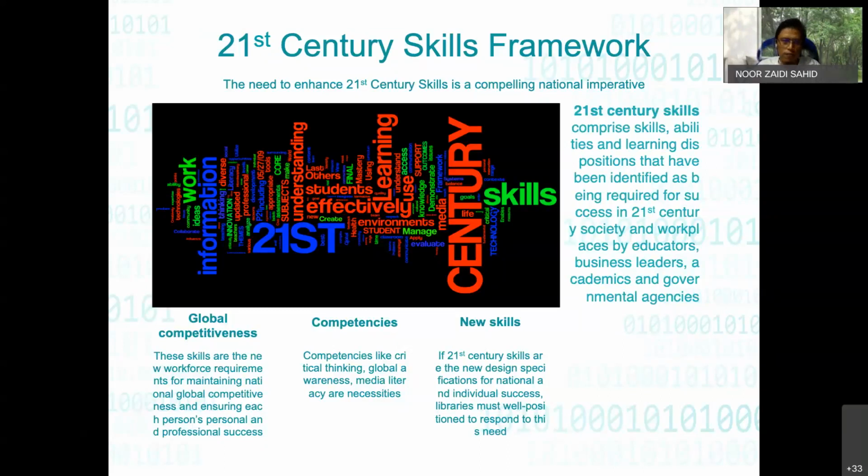So what is 21st century skill? Learning disposition that has been identified as being required for success in 21st century society and workplaces by educators, business leaders, academics, and governmental agencies. So 21st century skill has three main objectives. Number one, for global competitiveness.